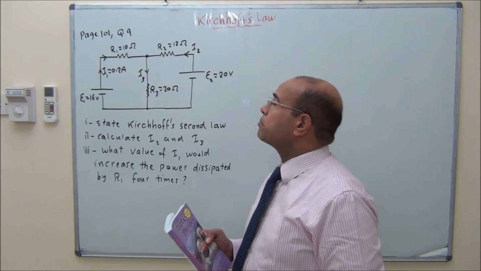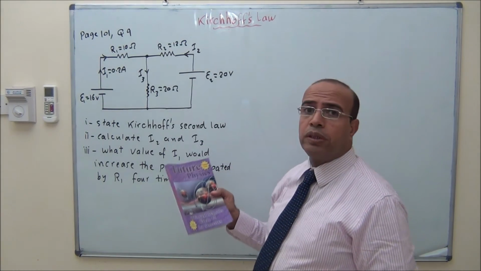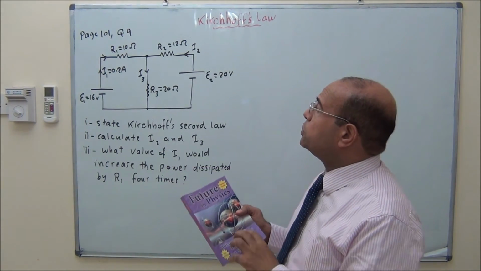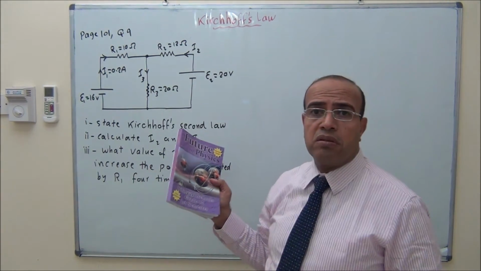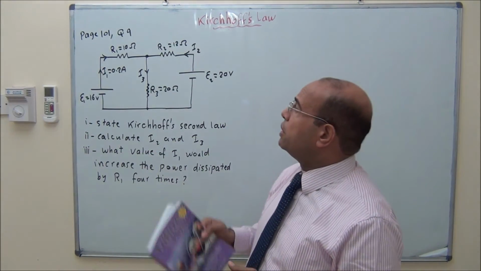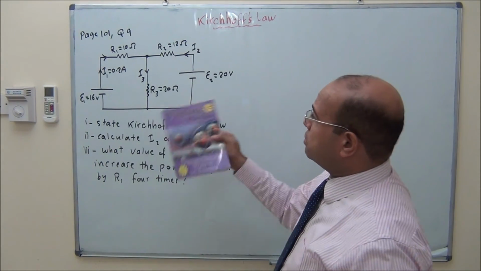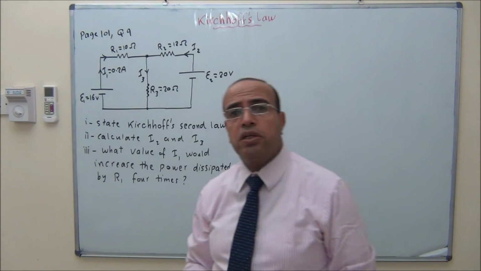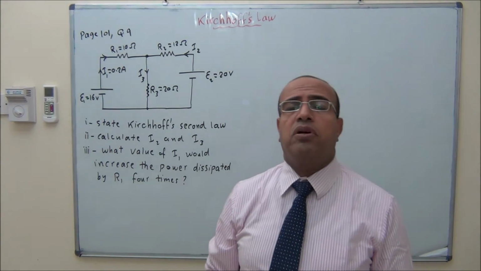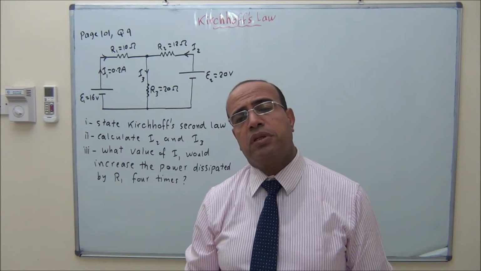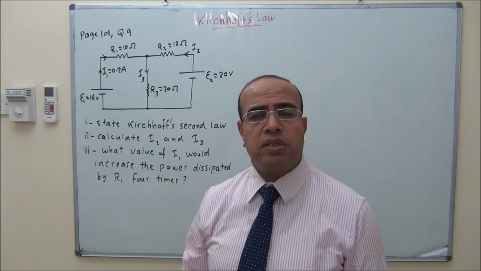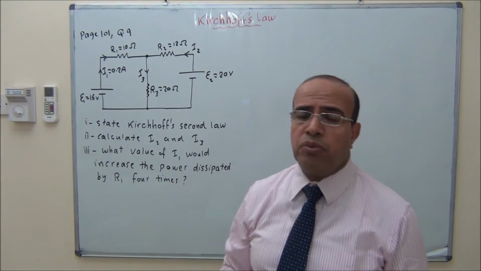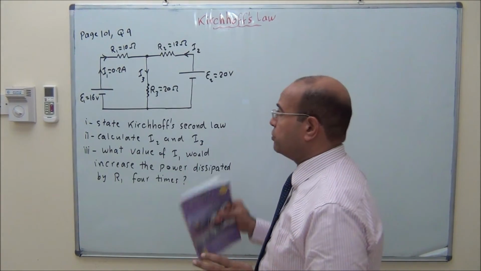Let us review this question in page 101, question number 9. This is from a past paper question. He said, in that circuit, state Kirchhoff's second law. Around a closed loop, the sum of electromotive forces, EMF, is equal to the sum of potential differences. This is Kirchhoff's second law.